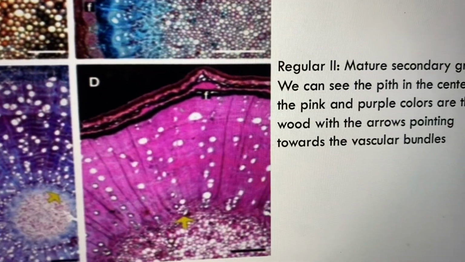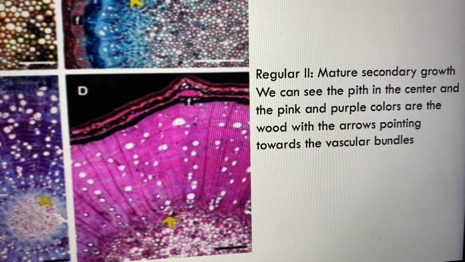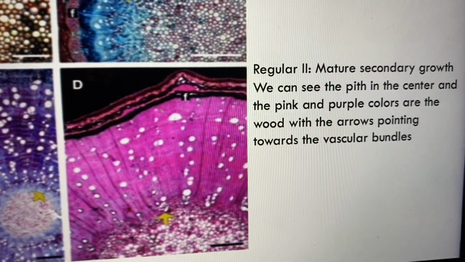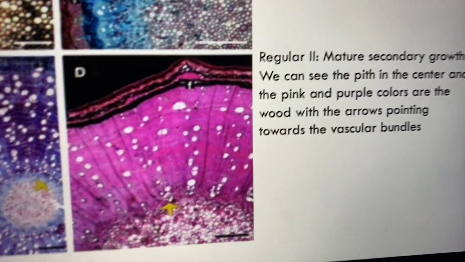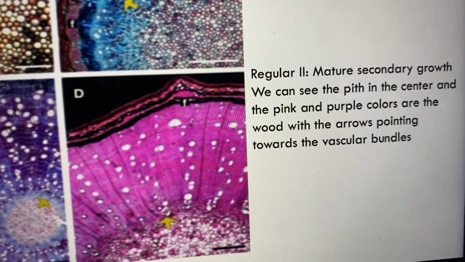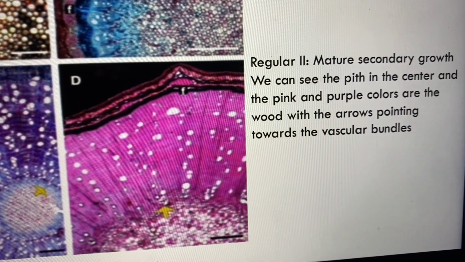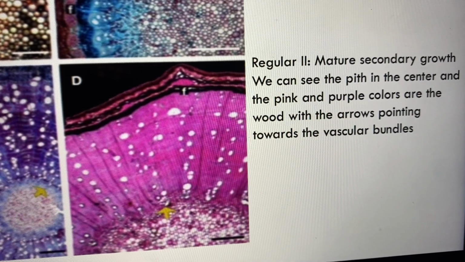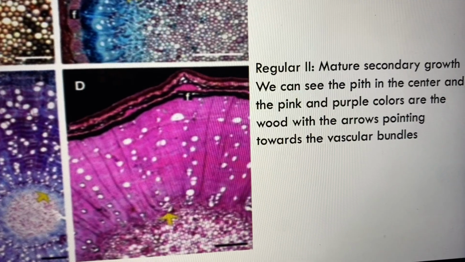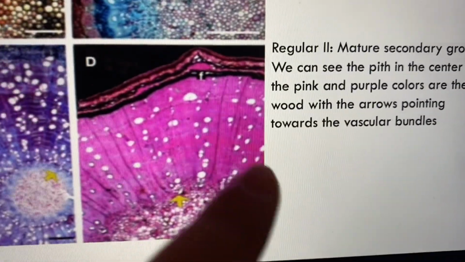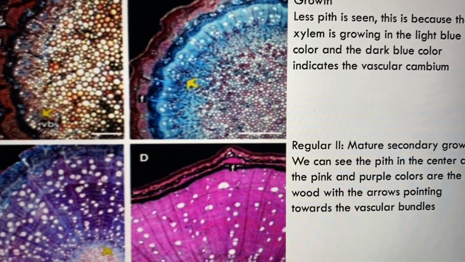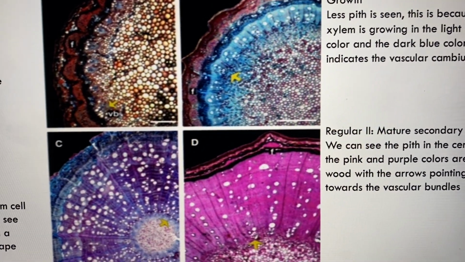And then lastly, for the last section of this figure, is regular two. This is a mature secondary growth stage where we see the pith in the center. Right here, all the circles are the pith. The pink and the purple colors are the woods, the woody vines, woods from the plant. And all these yellow arrows here are indicating the vascular bundles.